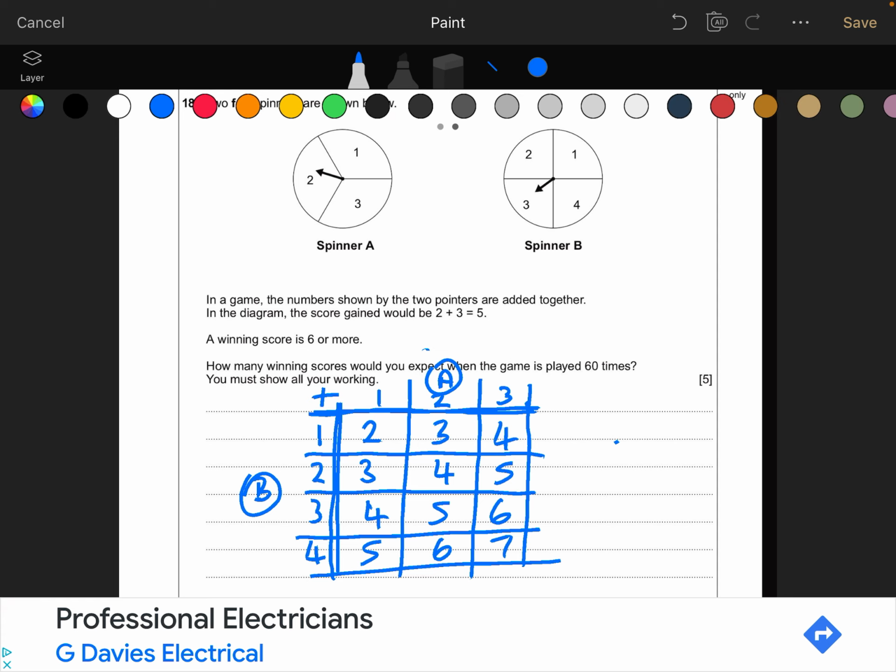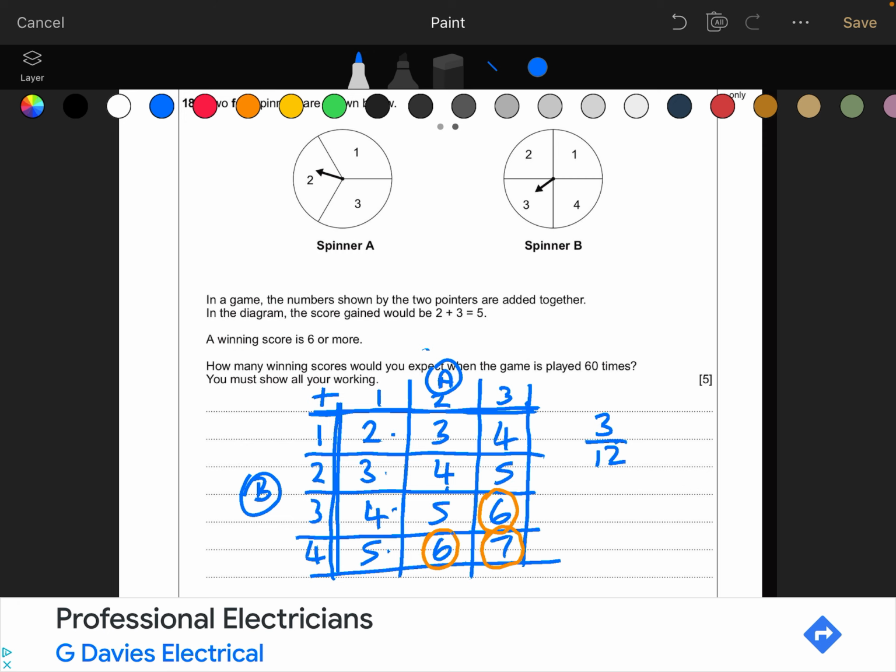So we look at where we've got 6 or more in here. So it's that one, 6, and also more than that is 7. So there's 3 winning scores out of 12. So the probability of getting a winning score is 3 out of the 12 possible results that are possible in that table. But only 3 are winning.